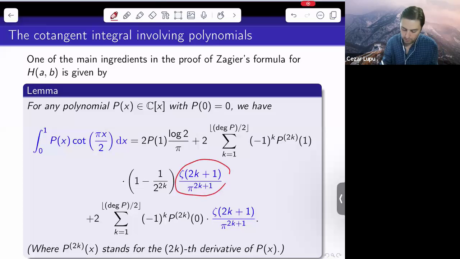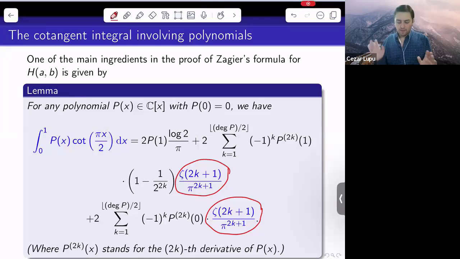Zeta of 2k plus 1 over pi to the 2k plus 1. So we'll have it here. That's very surprising. And in fact, in a recent joint work with another colleague of mine from BIMSA, we use this cotangent integral to find some approximation type methods for the odd zeta values.